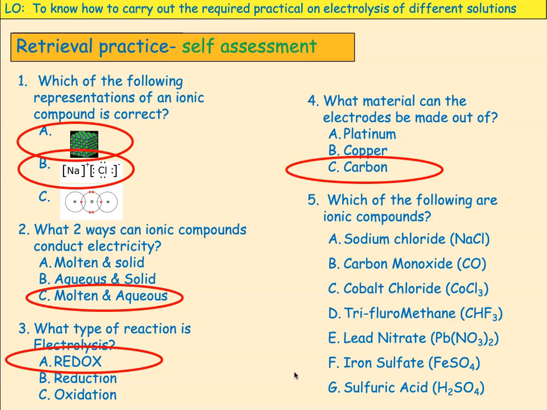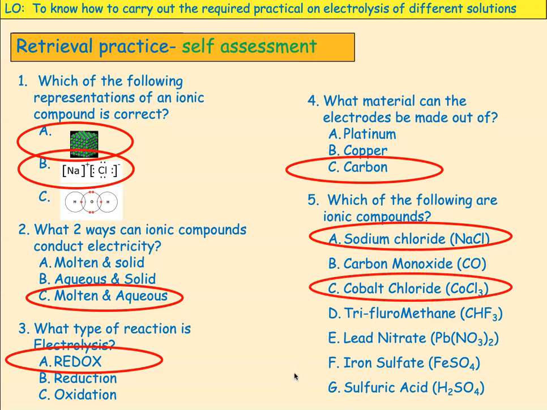Which of the following are ionic compounds? Now, ionic compounds will involve a metal and a non-metal. So A is correct, sodium's a metal, chlorine is a non-metal. Cobalt chloride, cobalt's a transition metal, chlorine again, non-metal. Lead nitrate, so you've got a metal joined with a non-metal ion. And iron sulfate, a metal and a non-metal ion.